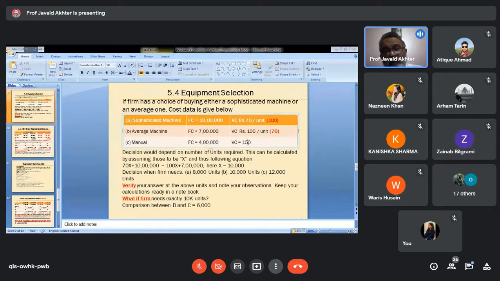Now, which one would you buy, A, B, or C? What will be your preference? Your decision of buying would depend on the number of units you require. If these are photocopying machines, then what is your requirement of number of copies? I have written here, a decision would depend on number of units required. How do we find out those number of units? We can simply assume the number of units as X and equate A and B. Once you equate A and B, you will get the number of units.